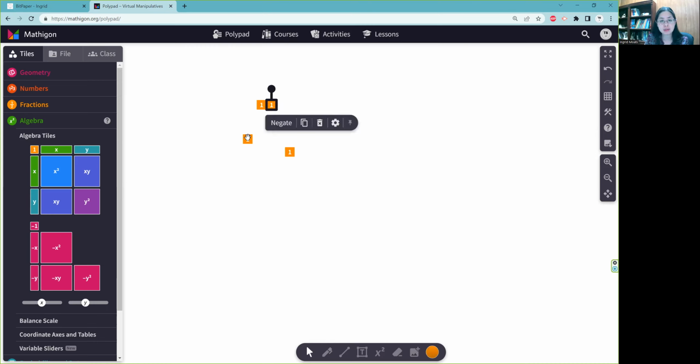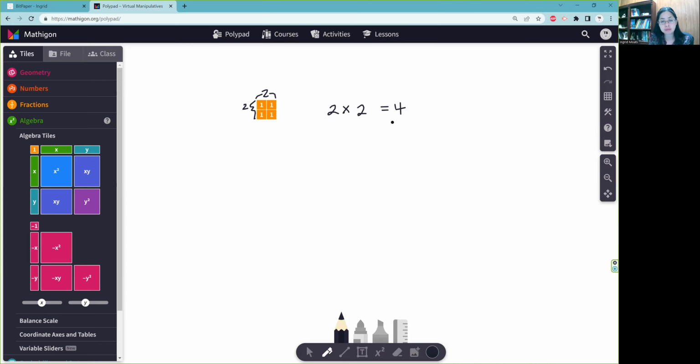Well, let's see. If I line them up just like this, I have a square, and the sides of the square are 2, right? So each side is 2. That means that if I wanted to write this out, I could write it as a multiplication. 2 times 2 equals 4.